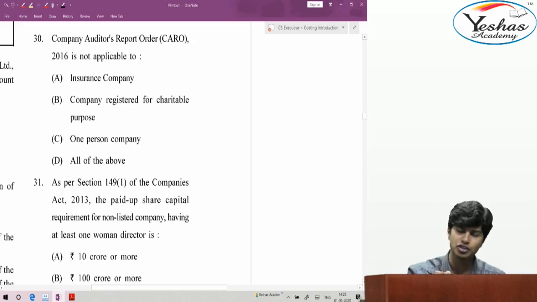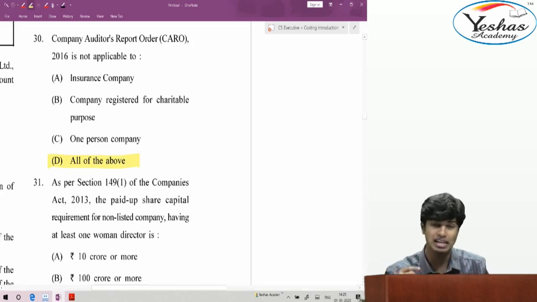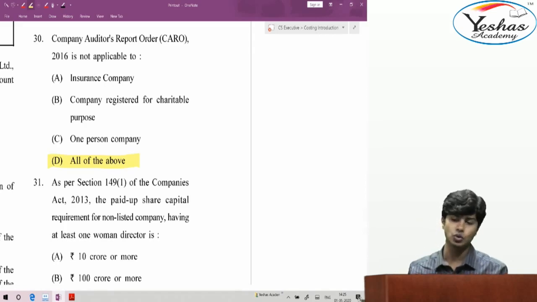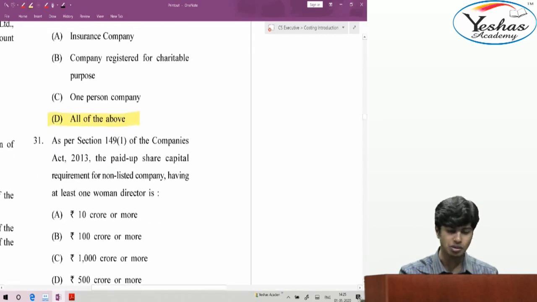So it is not applicable to insurance companies, correct. It is not applicable to charitable purpose, yes. Section 8 company, one-person company, not applicable. It is not applicable to all of the above. In addition to this, it is not applicable to banking company, small company, as well as private company subject to those limits. So that's with respect to question number 30. Let us now do question number 31.